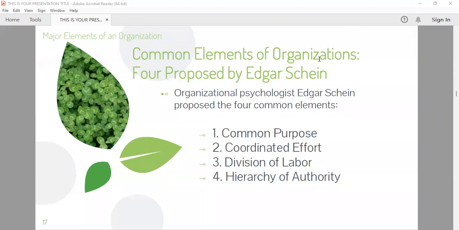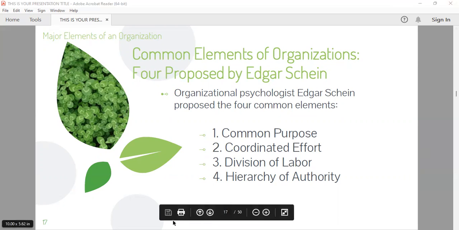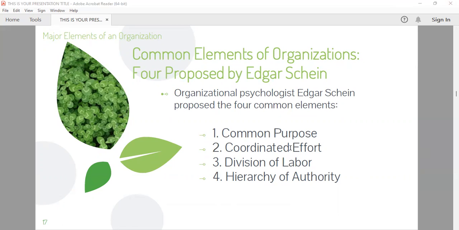So the common elements of organizations, it has at least four proposed by Mr. Edgar Schein. He is an organizational psychologist and proposed these four common elements in an organization. He conducted studies in which he identified the most common elements that are present in all organizations.